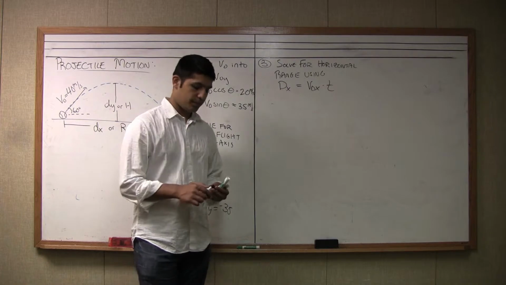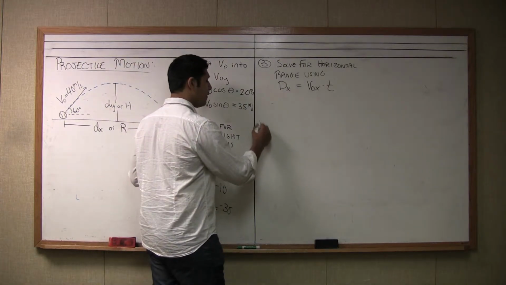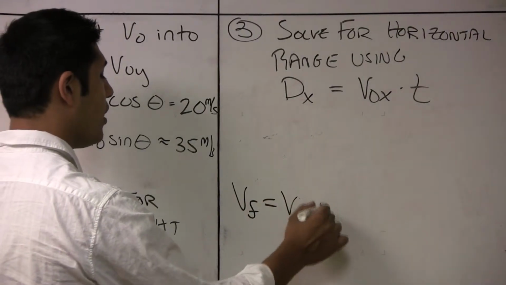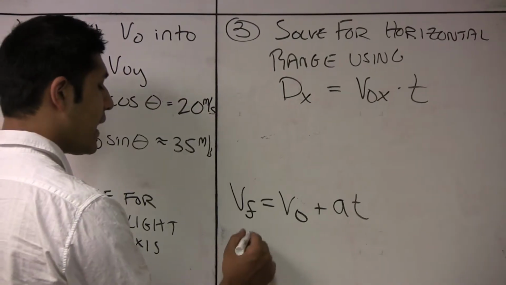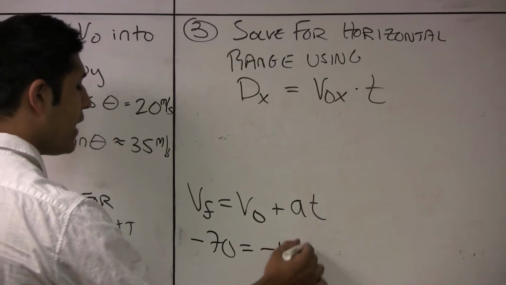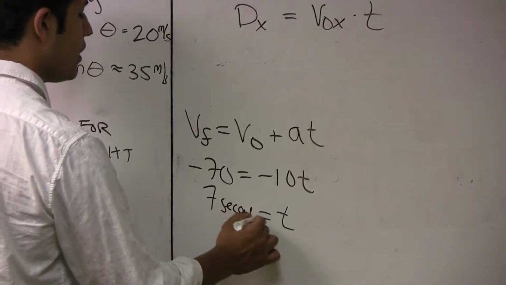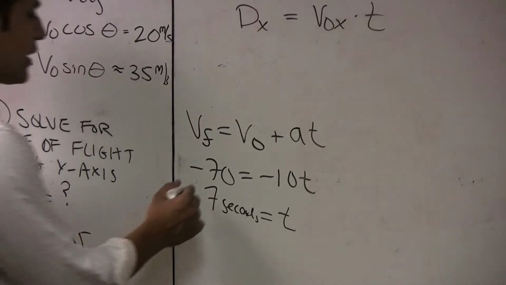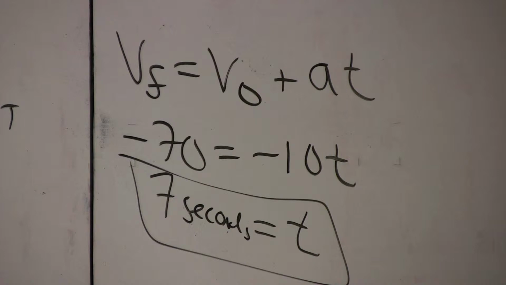Plugging that into the appropriate equation tells me that v final equals v initial plus at. When I plug in my values, that gives me -70 is equal to -10t, or t is equal to 7 seconds. It's a very important step to solve for the time of flight, and we got 7 seconds. That really is the most crucial value in projectile motion, because time is what's going to link the x-axis and the y-axis together.